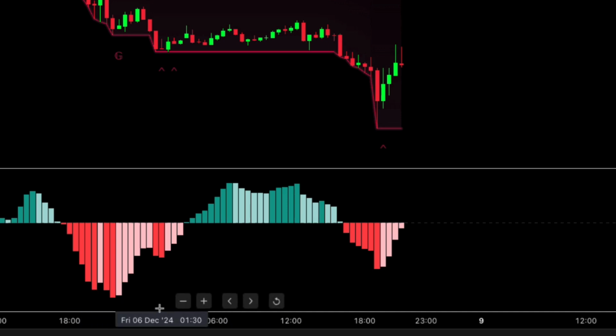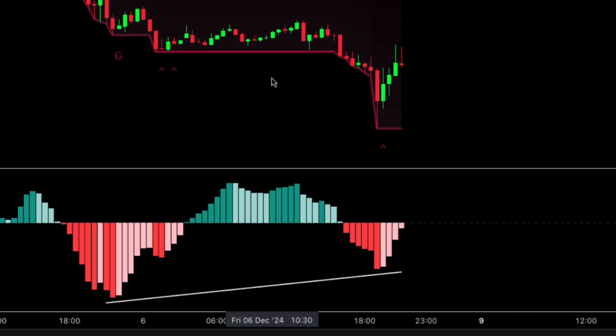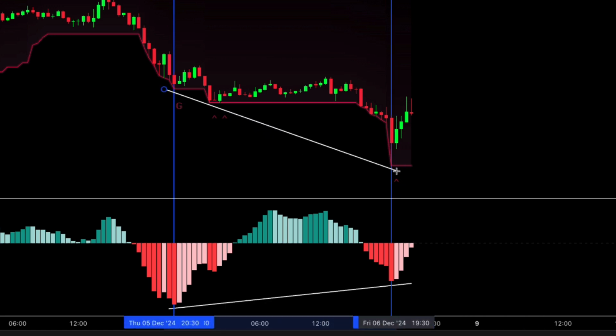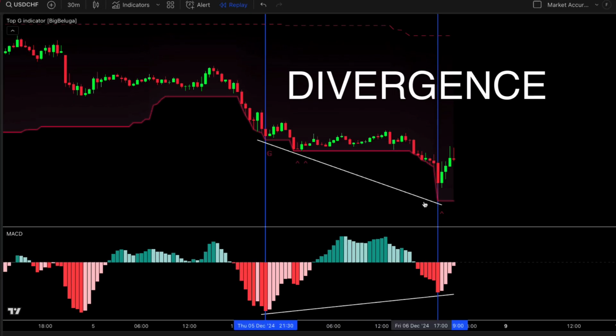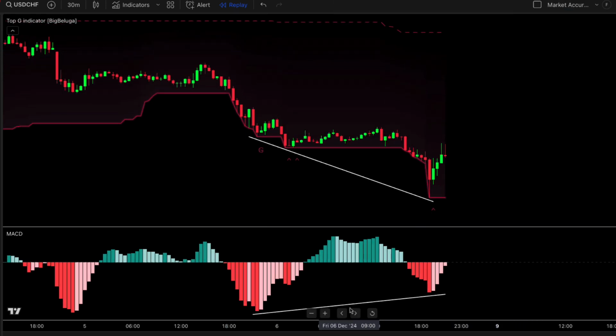Now, on the chart, you want to draw a line from the middle of the first MACD low to the middle of the second MACD low, and compare this to the price. If the price creates lower lows while the MACD shows higher lows, this indicates a divergence. Now, within the divergence, you want to look for a G label signaling a potential market bottom and further increasing the odds of an upward move.